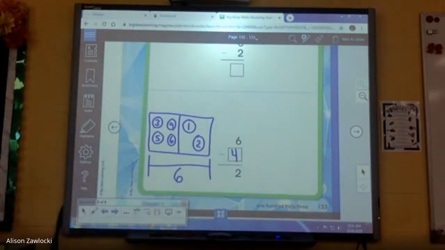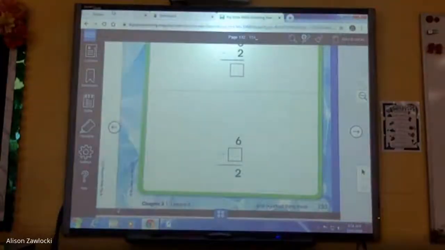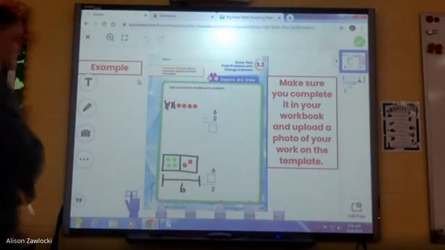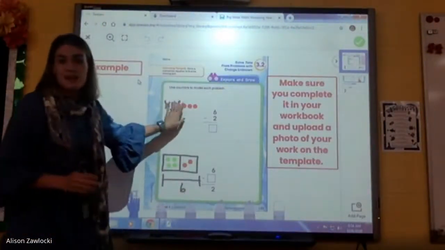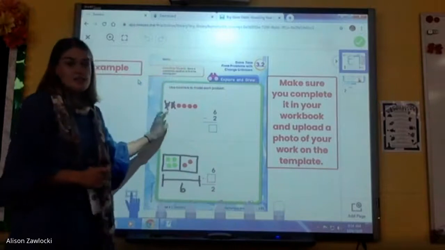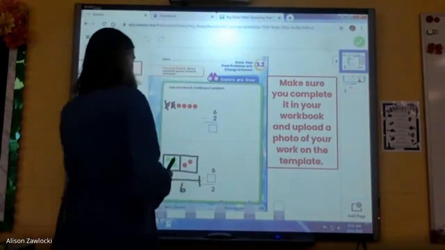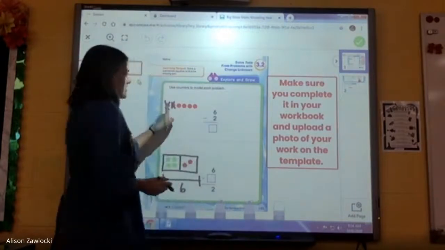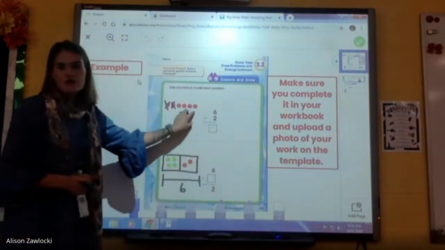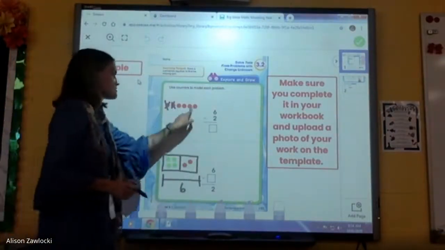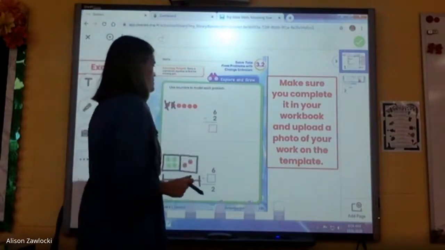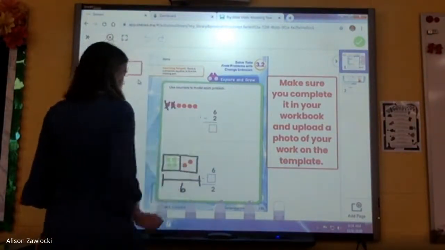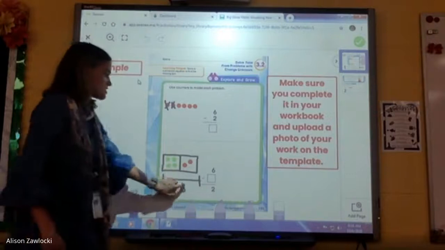Let me go ahead and show you what you are going to be doing on Seesaw. So exactly how I did this on the example, I did exactly on your example on Seesaw. So notice how it says use counters to model each problem. I just did a regular subtraction drawing here. So you have 6 circles and I crossed out 2 of them, which gives you 1, 2, 3, 4. Now I also drew the chart here.